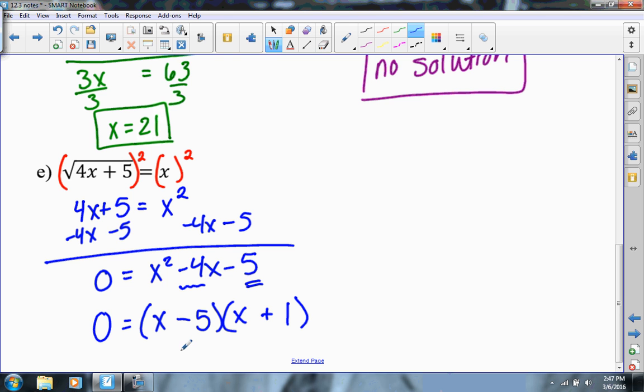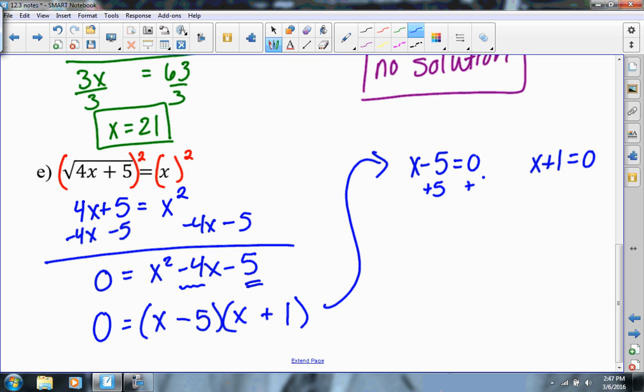And then remember too from the last chapter, once it's factored, we set each of these little parentheses equal to 0, and then we can solve. So I'll finish the work up here. I'll have x minus 5 equals 0, and then x plus 1 equals 0. So here when I add the 5 over, I'm going to get x equals 5. And here when I subtract the 1 over, I'll get x equals negative 1.